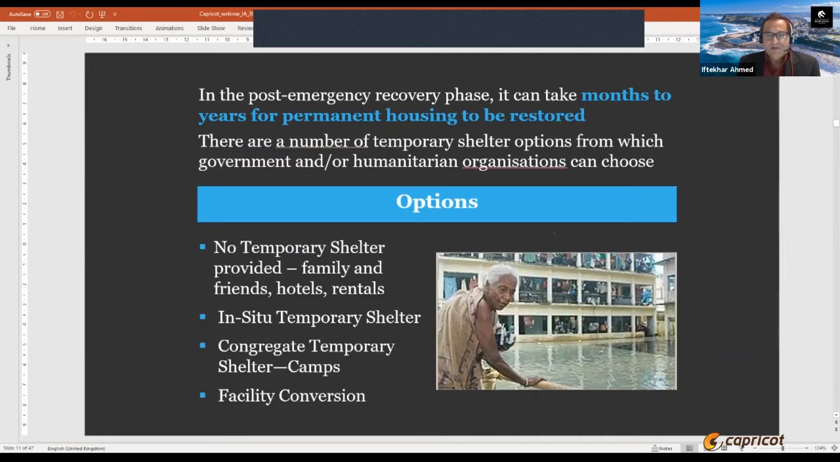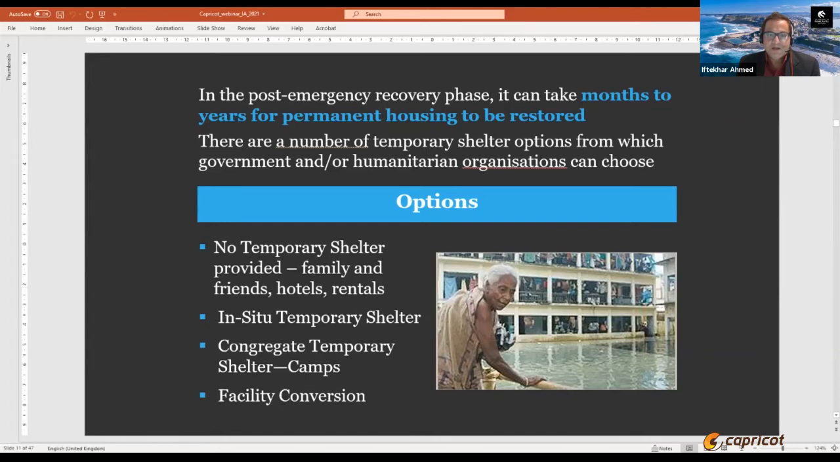And so there are many kinds of temporary shelter options. Firstly, it could be that no physical shelter is provided. People are supported to get accommodation with friends, families, hotels, even rentals. Some of this happens in countries like Australia. Recently, in April this year, we had massive floods in New South Wales, and the temporary accommodation largely consisted of people getting vouchers to stay in hotels for short term.